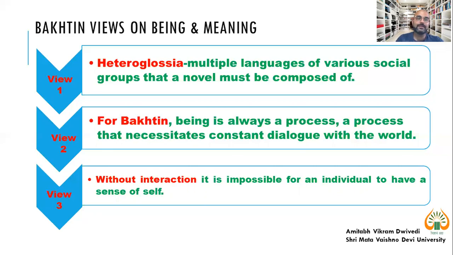So we will look at this meaningfulness with a term, heteroglossia. Now this is a term given by Bakhtin, and what is the meaning of the term heteroglossia? It means multiple languages of various social groups that a novel must be composed of. As I said, in a novel, we find various voices, marginalized voices, various unheard voices in a fictionalized situation. That is heteroglossia. That's why novels are important, because they create a discourse.